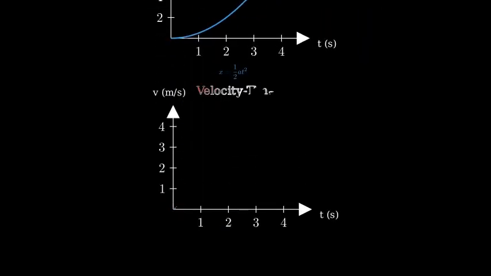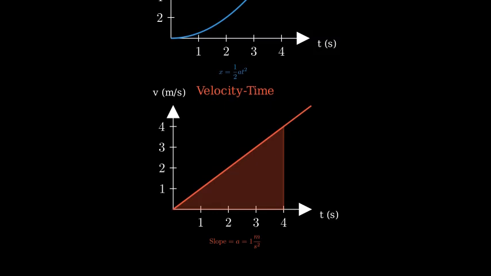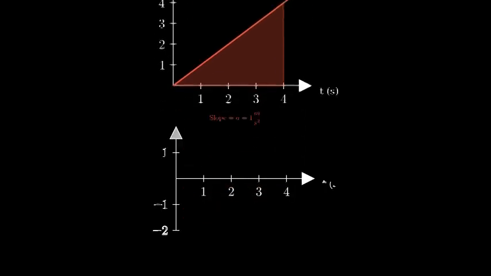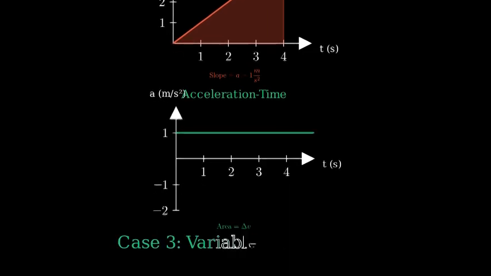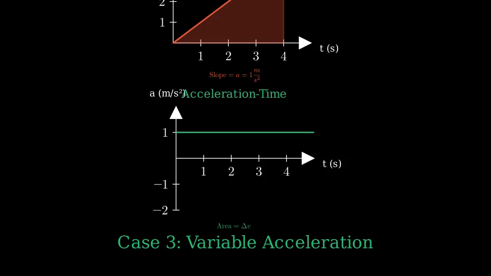In the velocity-time graph, constant acceleration appears as a straight line with a slope. The slope of this line equals the acceleration value. And in the acceleration-time graph, we see a horizontal line at a constant value, showing that acceleration doesn't change with time. Let's move to our third case, motion with variable acceleration.